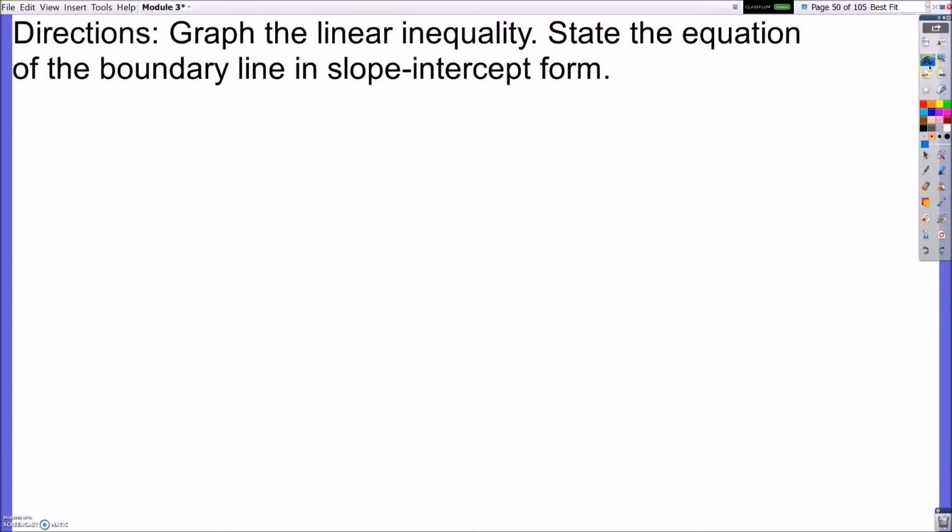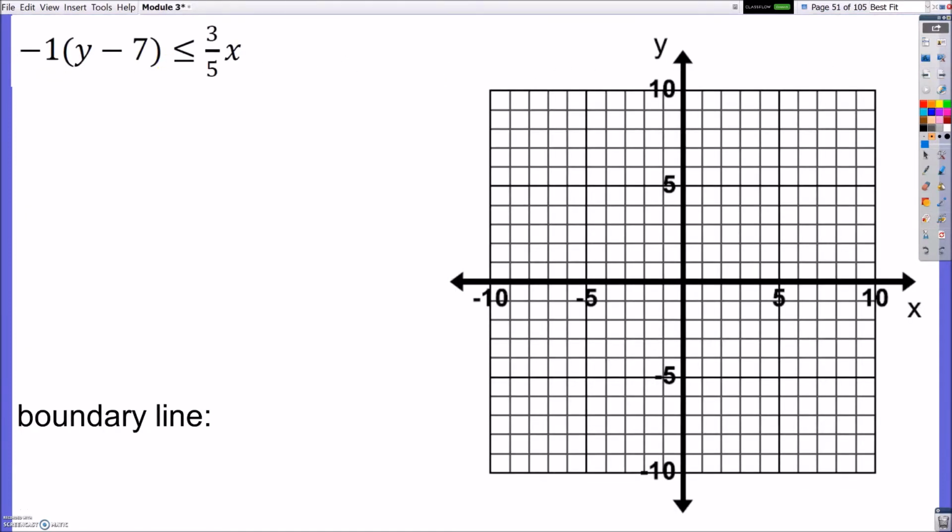So when we have these, we're going to graph each linear inequality, and we're going to state the equation of the boundary line in slope-intercept form. So what that means is first, I need to get this to look like slope-intercept form, y equals mx plus b. As a quick reminder though, since we're dealing with inequalities, we're not going to have an equal sign. We're going to have either a greater than or less than sign. So let's go ahead and look at this.